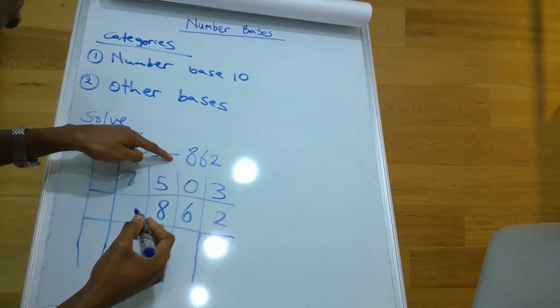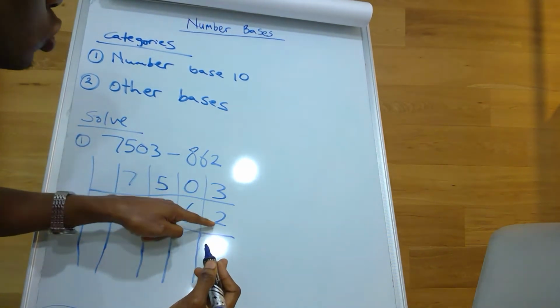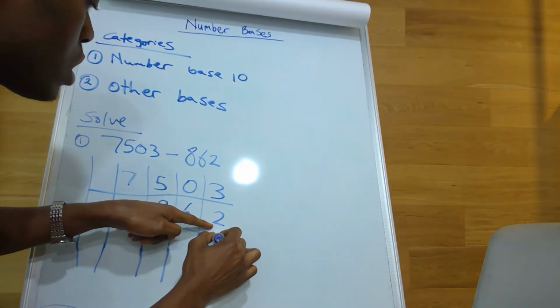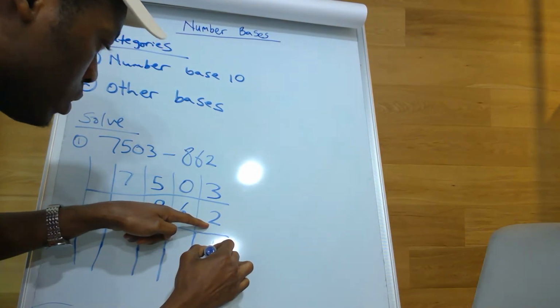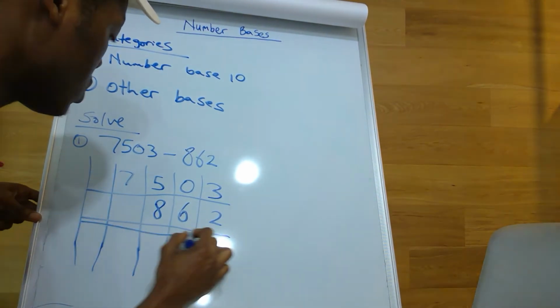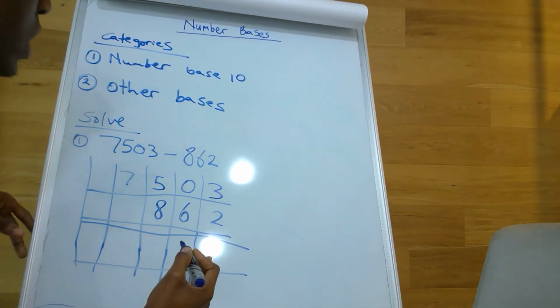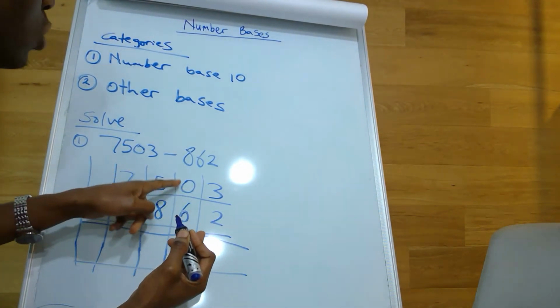Now we want to do subtraction. 3 minus 2. The answer is 1. Don't forget, this is our answer here. The answer is 1. 0 minus 6.